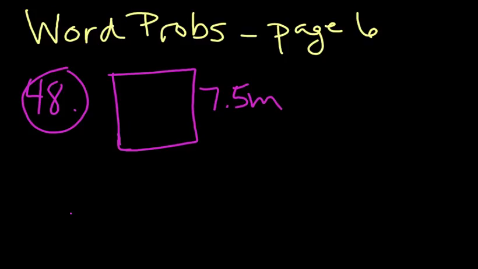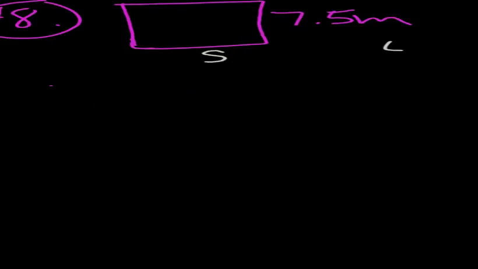Now let's do some word problems. If you have your book, I'm on page 6. This is number 48. I'm going to read you the problem. The perimeter of a square with a side length of S is given by the expression 4S. So the side length is S, and if you go 4 times S, that's like adding up all the sides. Okay? 4S. What is the perimeter of the square shown?